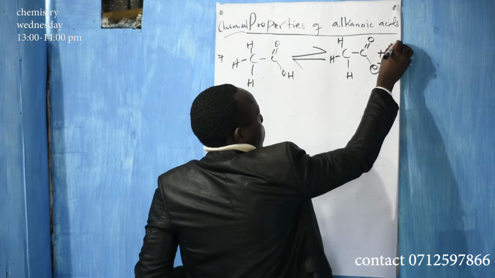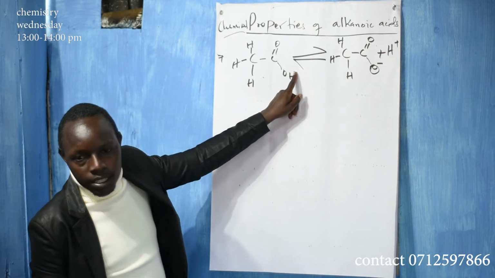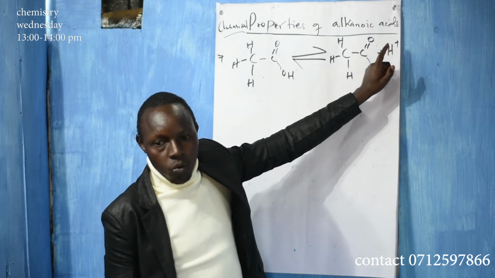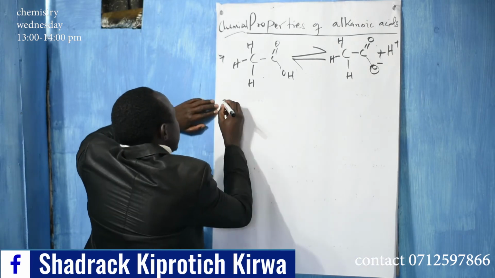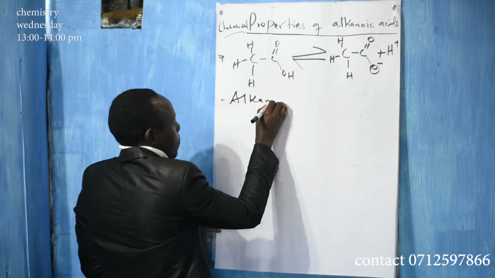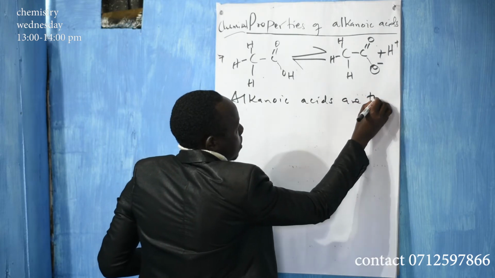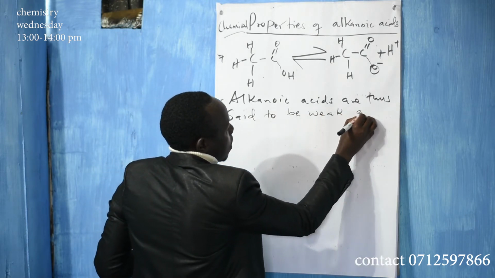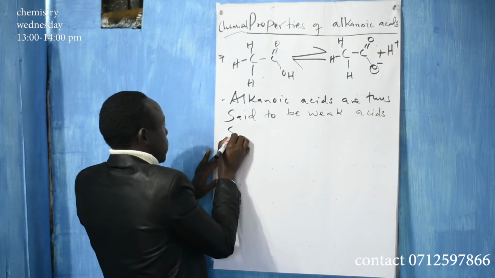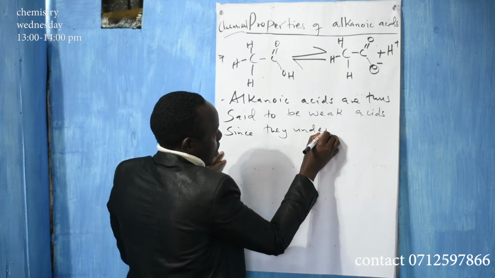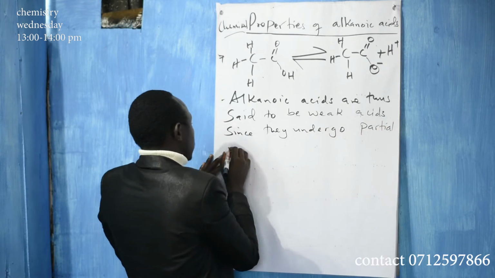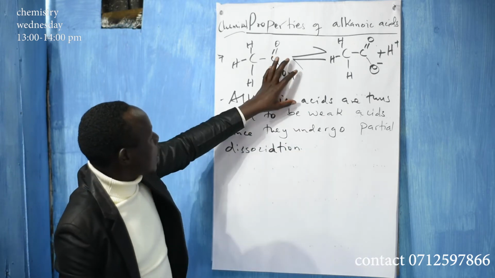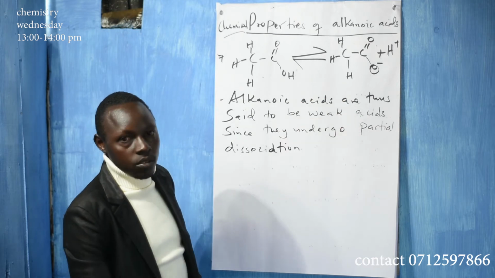So it breaks down in water to form ions plus hydrogen ions. When it dissociates in water, it gives up this hydrogen so that you have a negative ion here. It produces hydrogen ions in water. Alkanoic acids are thus regarded as weak acids since they undergo partial dissociation in water. Partial dissociation is partial breakdown.